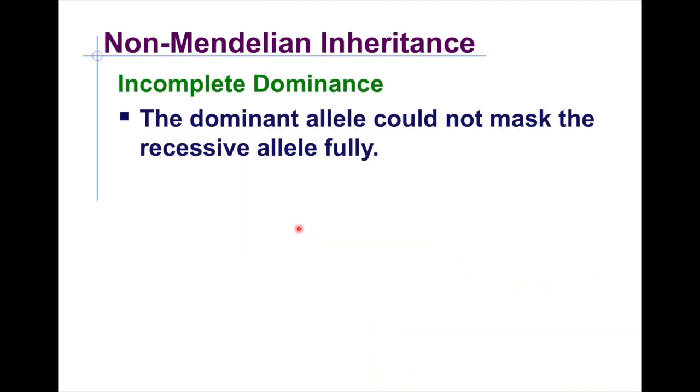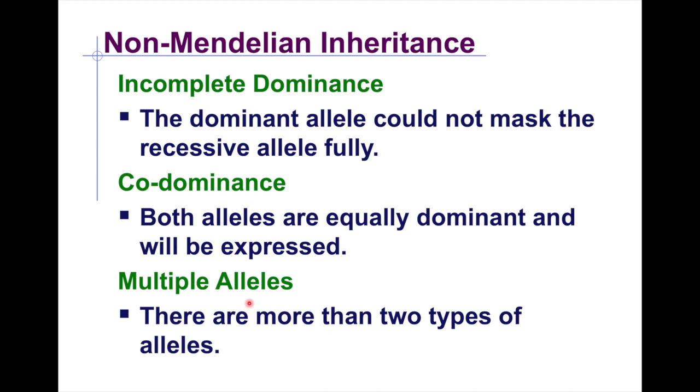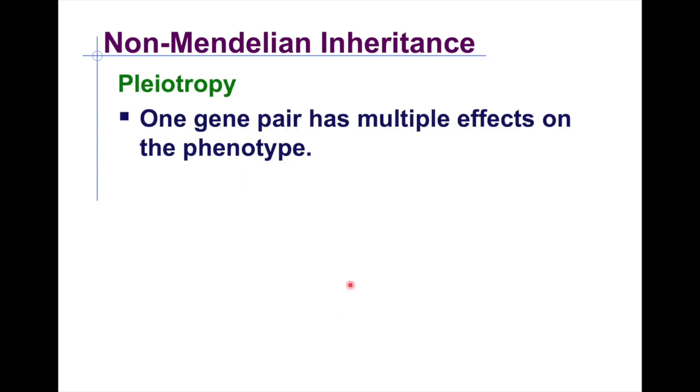These are the following definitions. For incomplete dominance, the dominant allele cannot fully mask the recessive allele, so this leads to a blending of the phenotypes. For codominance, there are more than two alleles for dominant traits. For multiple alleles, there are more than two types of alleles. Sometimes there are even four, encoding for one trait. For pleiotropy, one gene tends to encode for multiple phenotypes. So one genotype can affect multiple phenotypes altogether.